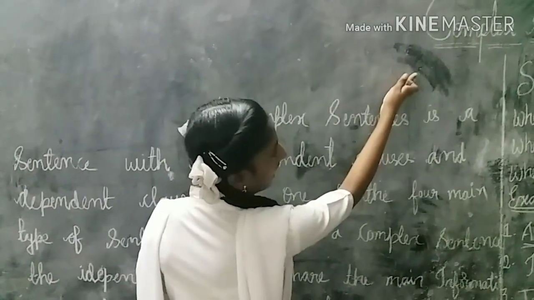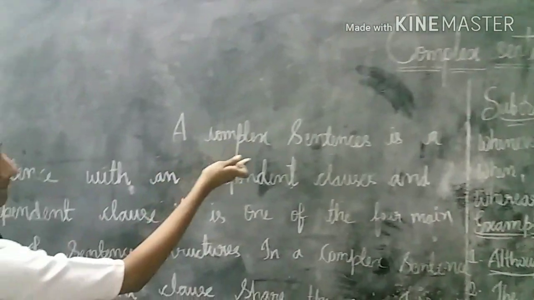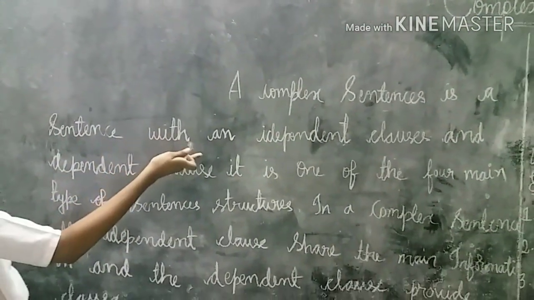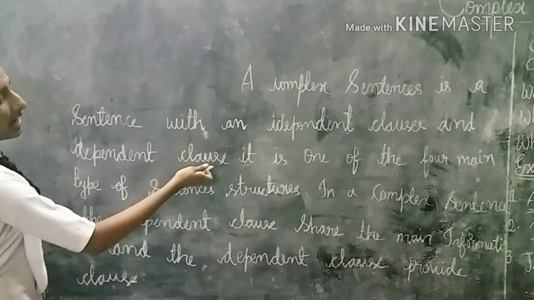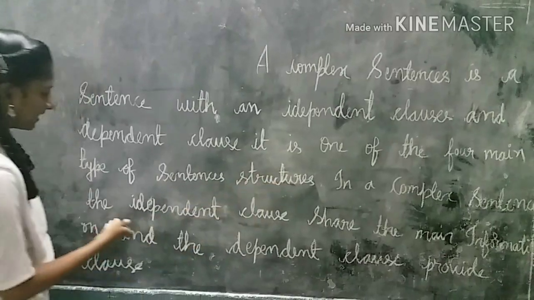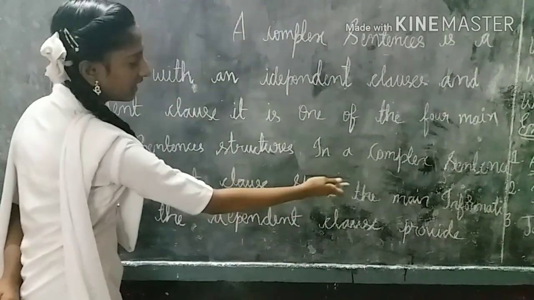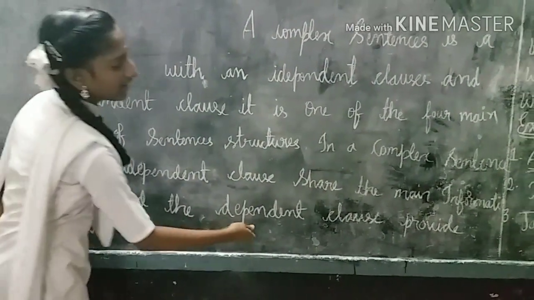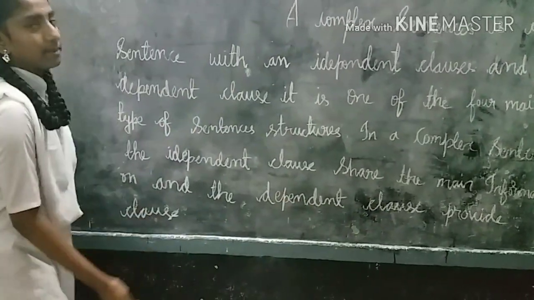Now I will explain complex sentence. A complex sentence is a sentence with an independent clause and dependent clause. It is one of four main types of sentence structures. In a complex sentence, the independent clause shares the main information and the dependent clause provides additional information.